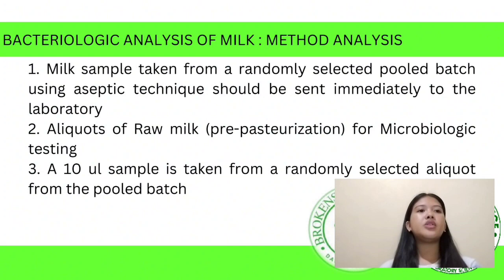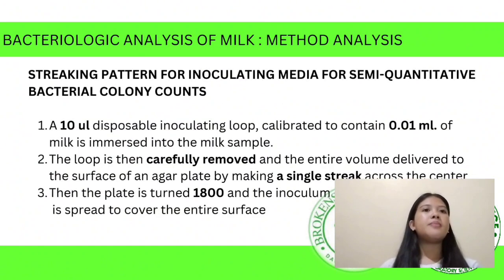So the milk sample taken from a randomly selected pooled batch using aseptic technique should be sent immediately to the laboratory. Some aliquots of raw milk, pre-pasteurization, are used for microbiologic testing, and a 10 microliter sample is taken from a randomly selected aliquot from the pooled batch. The method would be the streaking pattern for inoculating media for semi-quantitative bacterial colony counts.